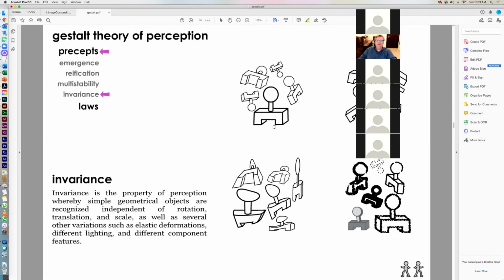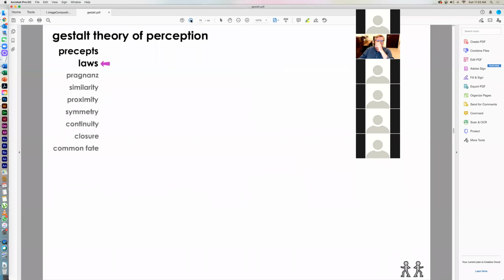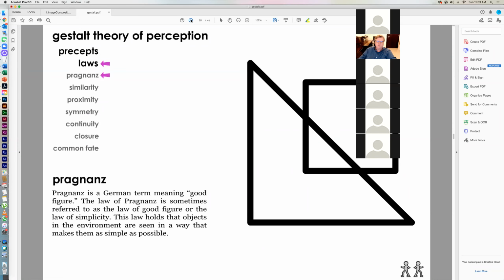So now let's look at the laws of Gestalt. These are things that occur. This one is pragnance, meaning good figure, and it's the law of simplicity. We see that objects in the environment are seen in a way that makes them as simple as possible. So making that as simple as possible, it becomes an arrow pointing down to the left. That's the simplest object: a simple arrow pointing to the left. We don't automatically say, oh, square, triangle.